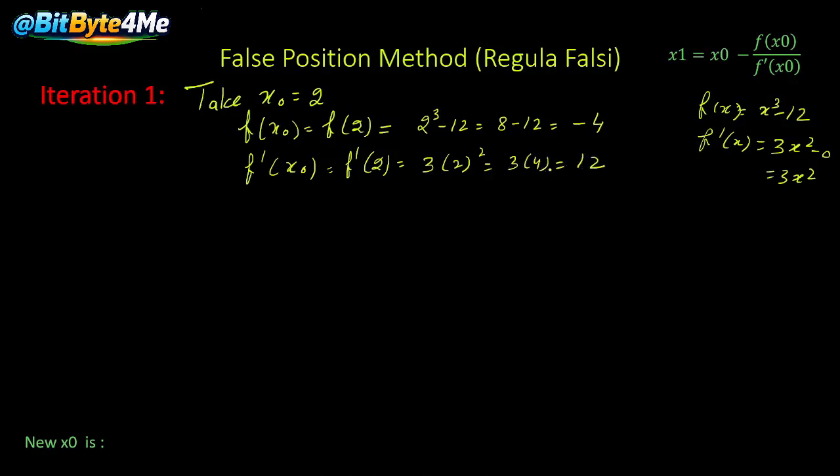So we will calculate both these values, f(x) and f dash x, in each and every iteration. By using this formula, we will calculate x1 is equal to 2 minus 4 divided by 12, and if you calculate it, it will come out to be 3.5. So we have x1 is equal to 3.5. We will take this value as x0 for the next iteration. So let's go to the next iteration.